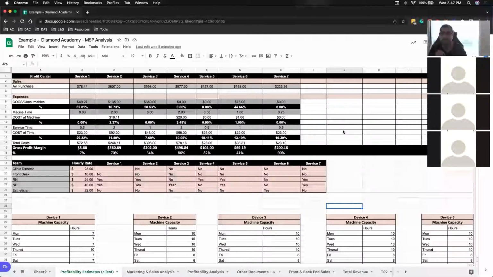But ultimately, this is hands down one of the most important things that I would recommend any practice owner to pay attention to: how profitable they are at the service level, and not just grouping up revenues and expenses and looking at profitability as just one number.